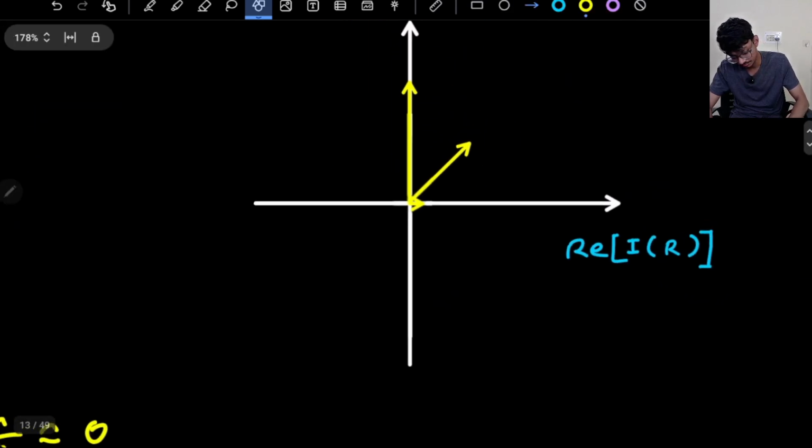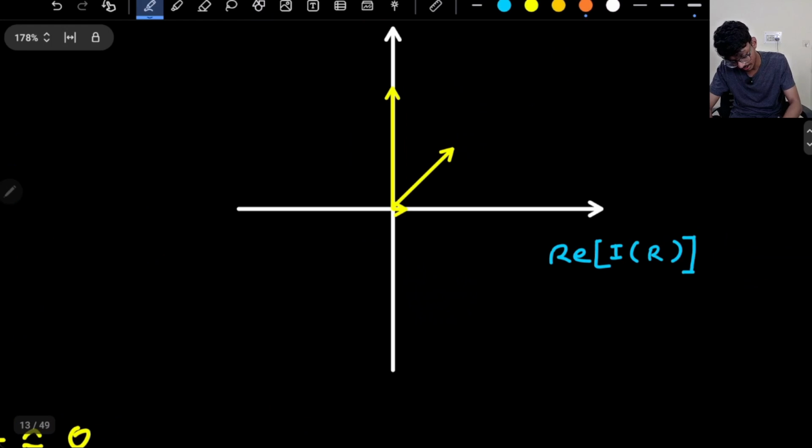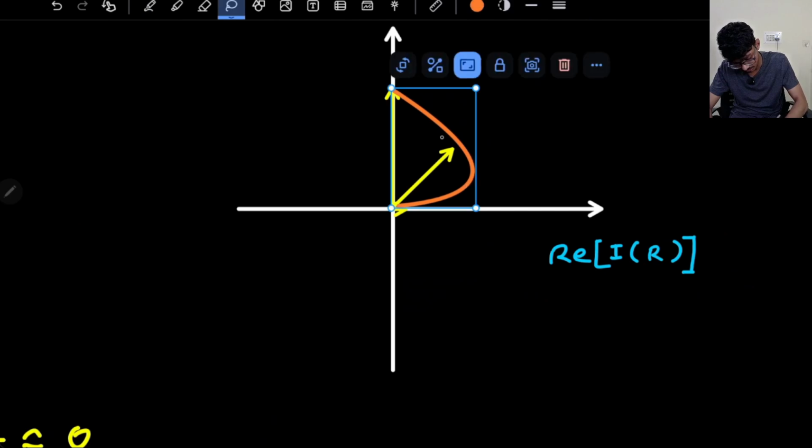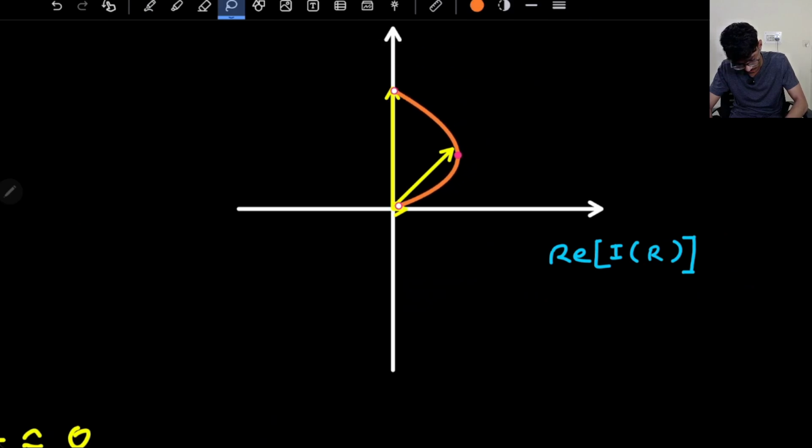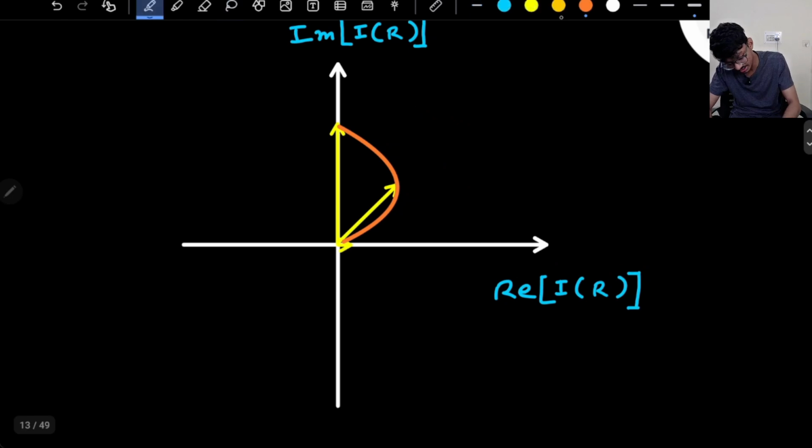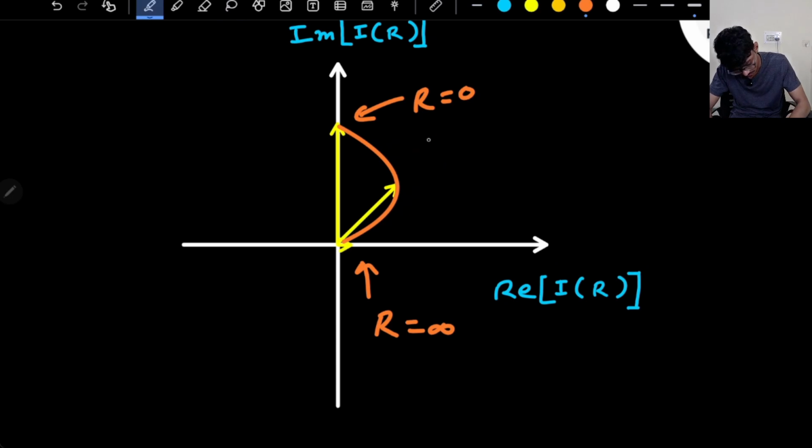So my locus diagram will be something like this. It also will be a semicircle only. But the difference is I will start from here, R equals 0, and I will end here, R equals infinity. Again, what will be the diameter of this semicircle?